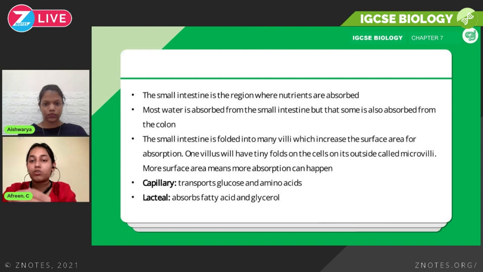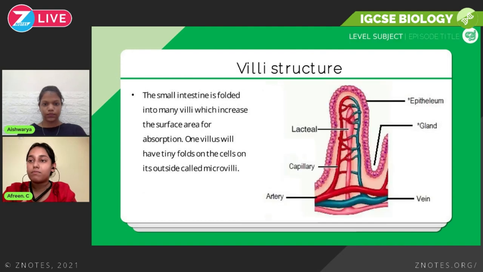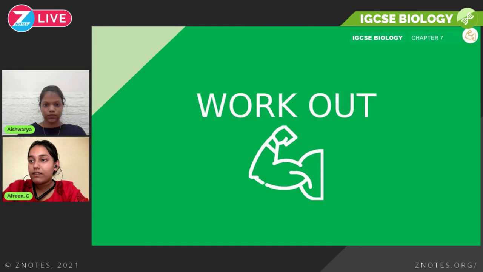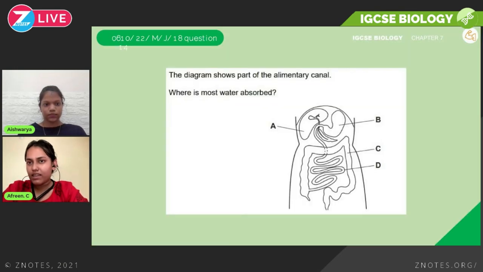And then there's the capillary and the lacteal. Both of these are found inside a villus. The capillary is responsible for transporting glucose and amino acids, while lacteals are responsible for absorbing fatty acids and glycerol. So this is the villi structure. The small intestine is folded into many villi for increased surface area, and each one has smaller folds called microvilli. If you look inside, you can see the lacteals and the capillaries. The capillaries are connected to the veins and arteries to allow exchange of blood. And that's it. We'll look at some questions now.